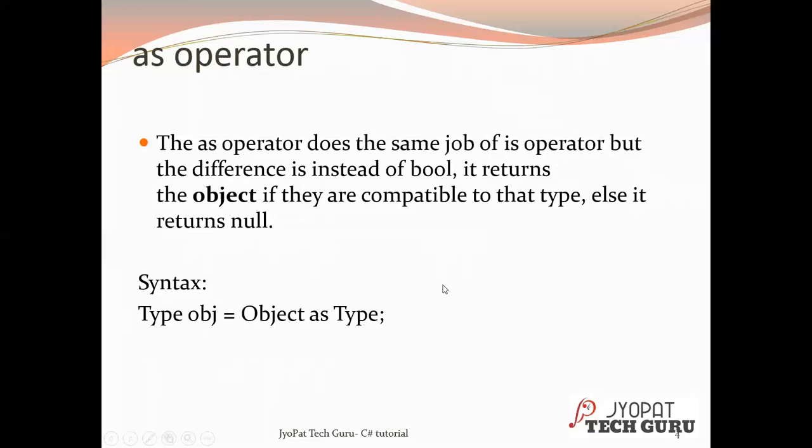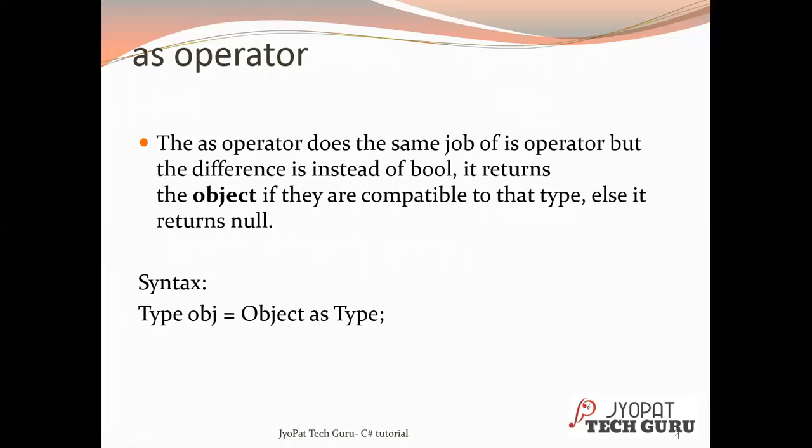The syntax is: bool is object equal to object is type. So what about the as operator? The as operator does the same job as the is operator, but the difference is that instead of a Boolean, it returns the object if it is compatible with that type, else it returns null.